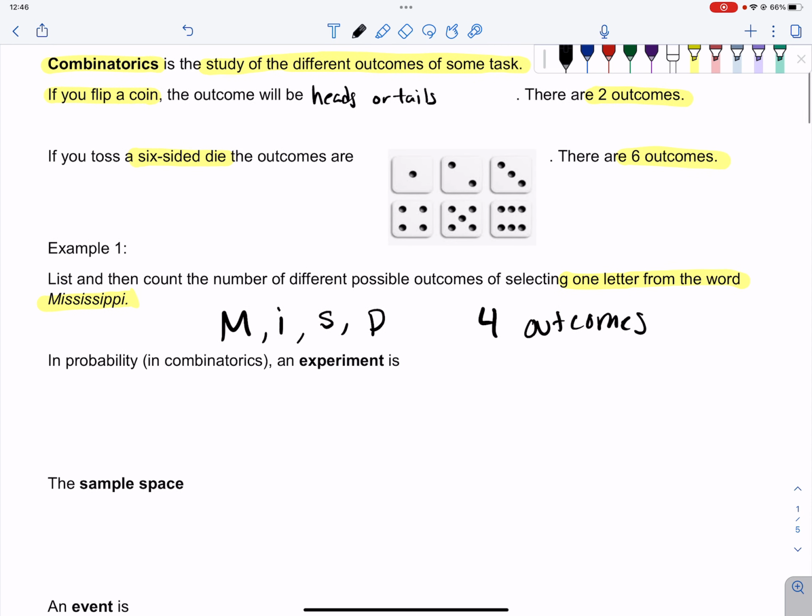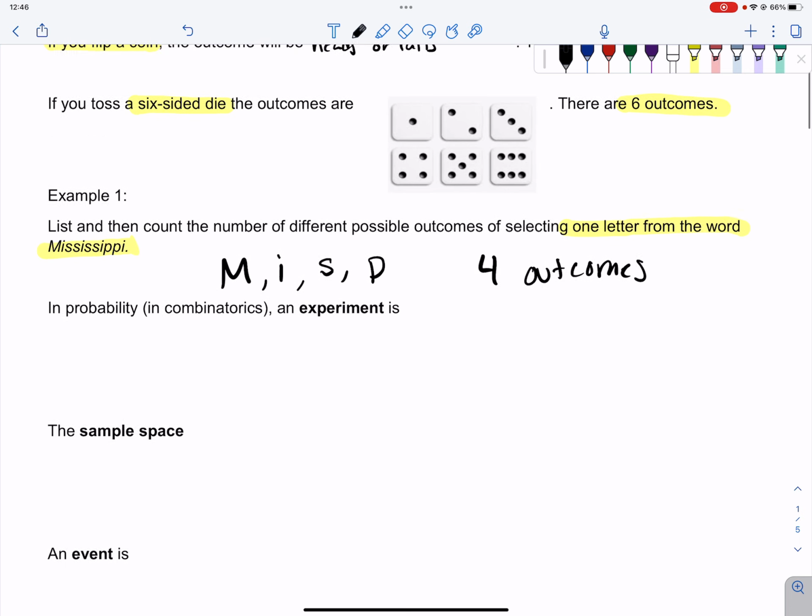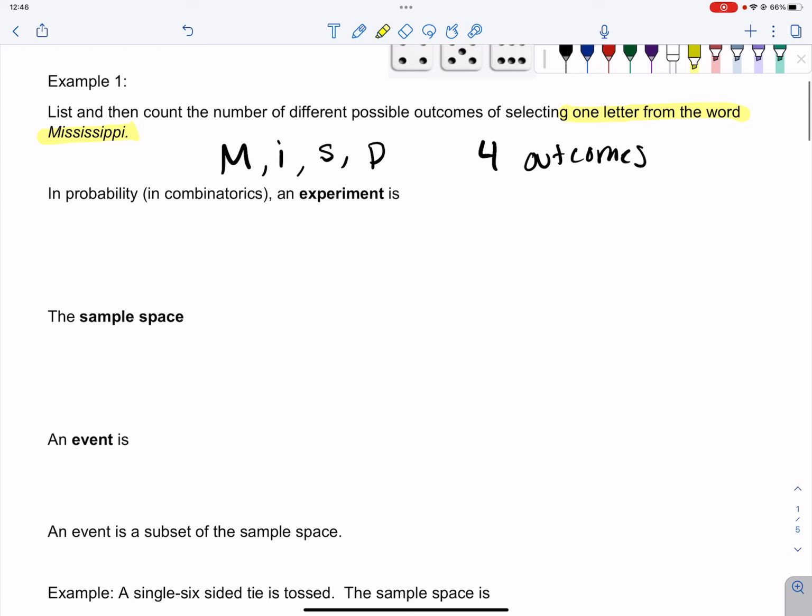The next part here for our probability, we have a lot of definitions that we are going to need, so let's work through the definitions here. To start, we have an experiment, and this is simply just an activity with an observable outcome. It's essentially like what I was calling our task. We're doing some activity and it's got an outcome. So selecting one letter from the word Mississippi, that is like an experiment.